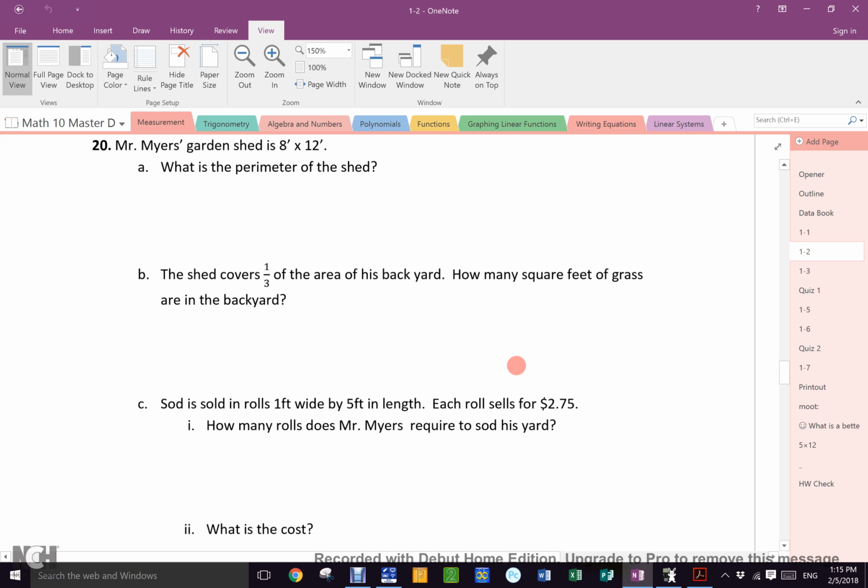All right. First was easy. What's the perimeter of the shed? My pen's not drawing. I must have given him the wrong pen. No, the computer's just garbage. So what's the perimeter of the shed? Somebody who did their work can tell me what the perimeter of the shed is. What's the perimeter of the shed?